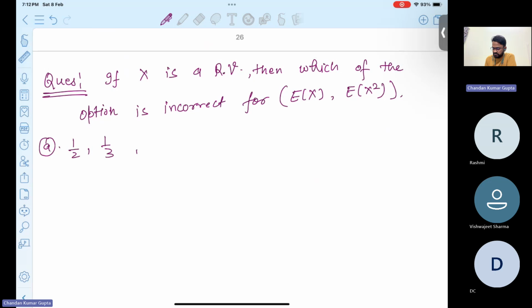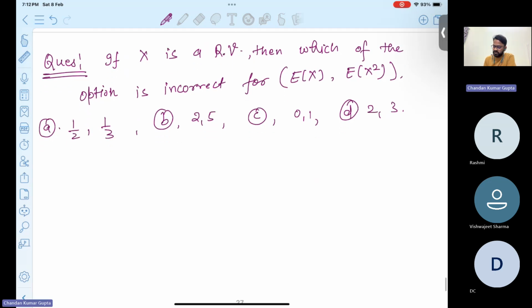A is 1/2 and 1/3. B is 2 and 5. C is 0 and 1. And D is 2 and 3. So can anyone tell me how to solve this question? The only information is that X is a random variable, either discrete or continuous; this is not specified. And we are given the value of expectation of X and expectation of X square as well. Which of the following options is incorrect? Can anyone tell me how to proceed? Anyone?